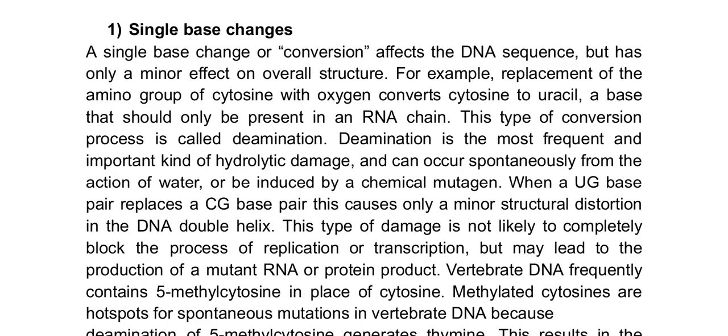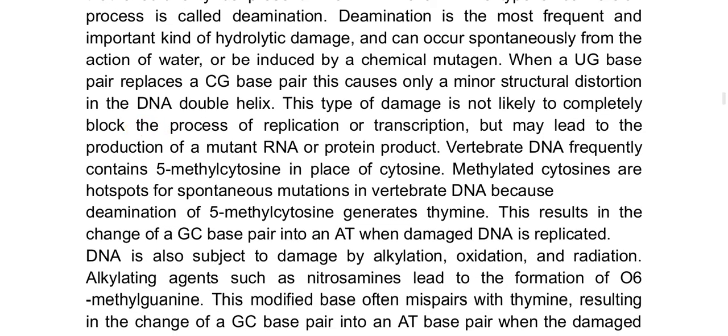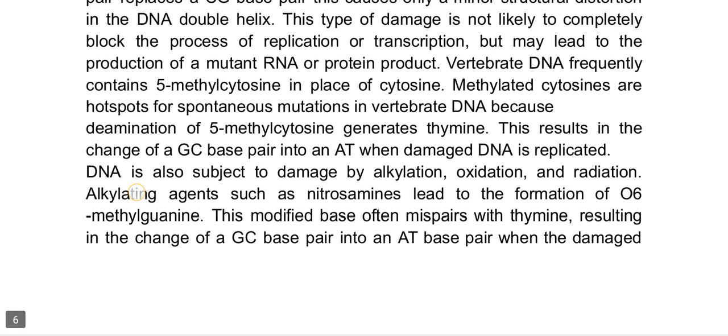When the UG base pair replaces the CG base pair, this causes only a minor structural distortion in the DNA double helix. This type of damage is not likely to completely block the process of replication or transcription, but may lead to the production of a mutant RNA or protein product. Vertebrate DNA frequently contains 5-methyl cytosine in place of cytosine. Methylated cytosines are hotspots of spontaneous mutations in vertebrate DNA because deamination of 5-methyl cytosine generates thymine. This results in the change of a GC base pair into an AT when damaged DNA is replicated.